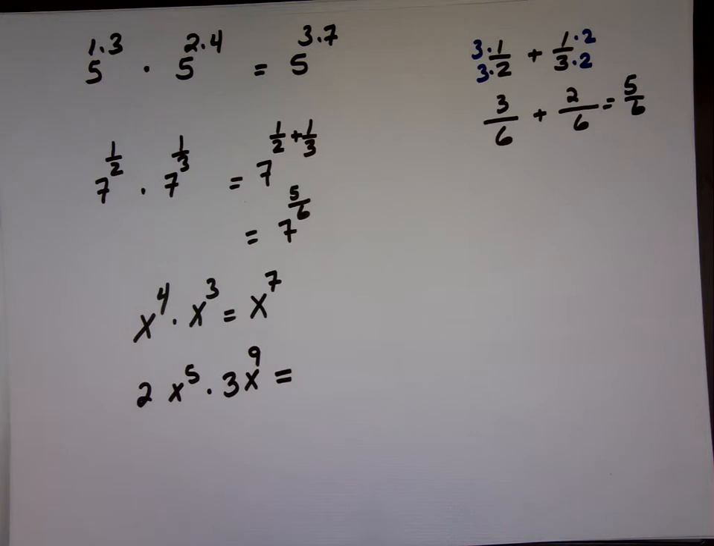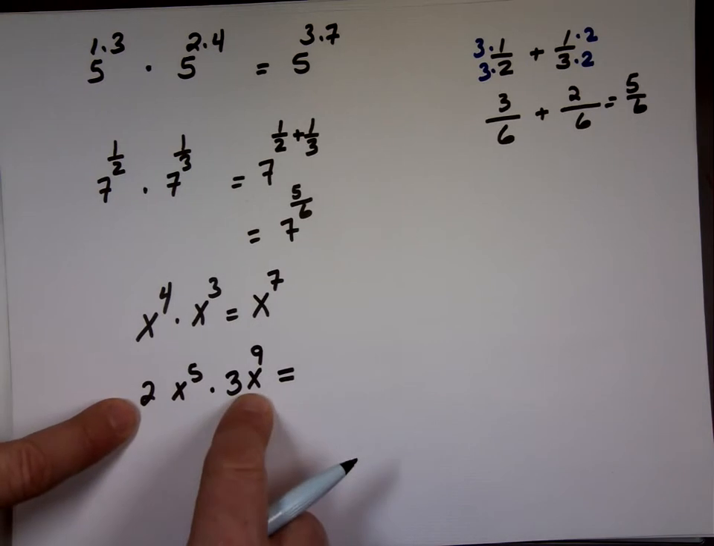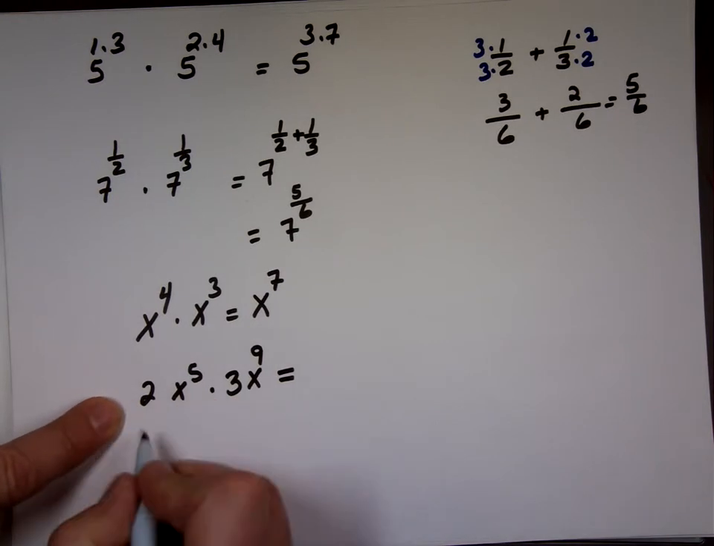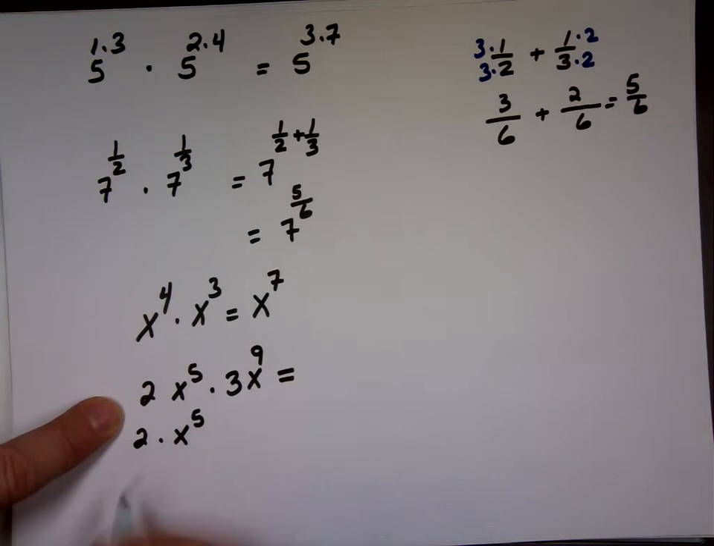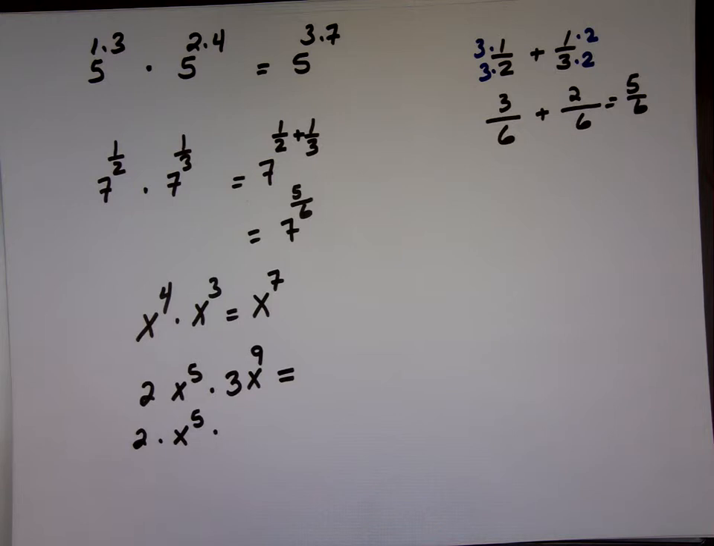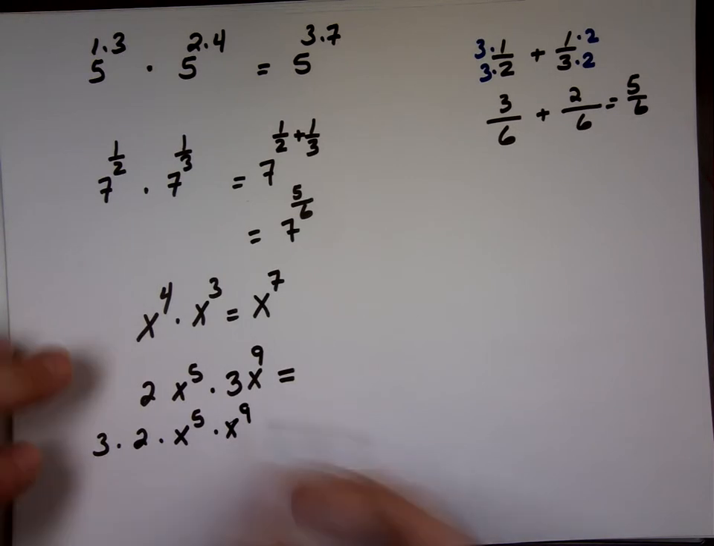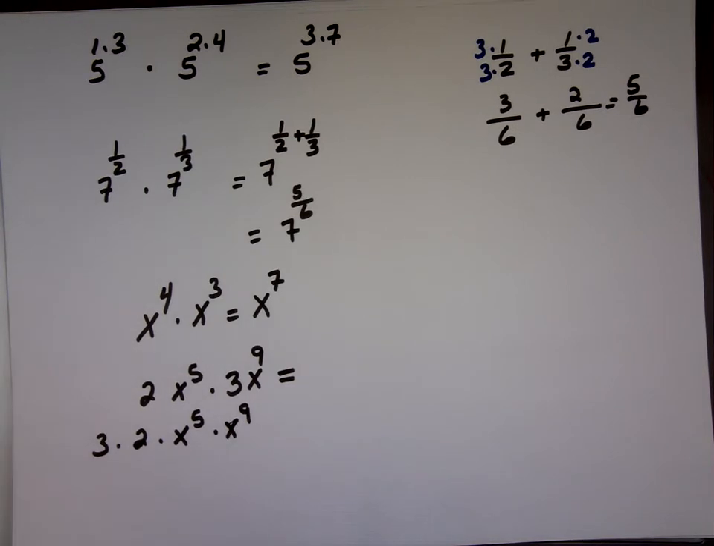You're multiplying four things. When you look at 2x to the fifth, what does that mean? It means 2 times x to the fifth, right? What does 3x to the 9 mean? 3 times x to the 9, right? But let me take the 3, put it in the front. Doesn't matter where you put them. You're multiplying four things. Who cares where you put them?